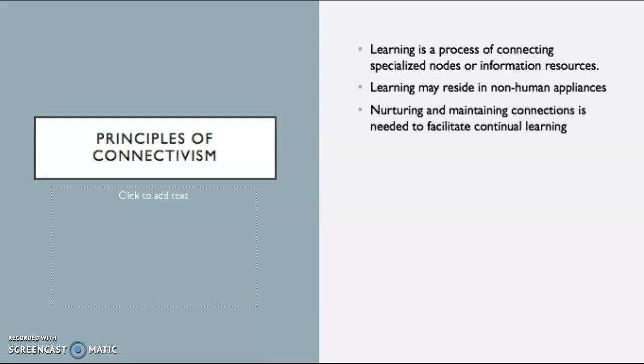One is that learning is a process of connecting specialized nodes or information sources. So what are nodes? Nodes are defined as a learning community. Nodes may be an organization, a library, a database, and once two or more nodes join together, they form what is called a network. The second principle to highlight is that learning may reside in non-human appliances.